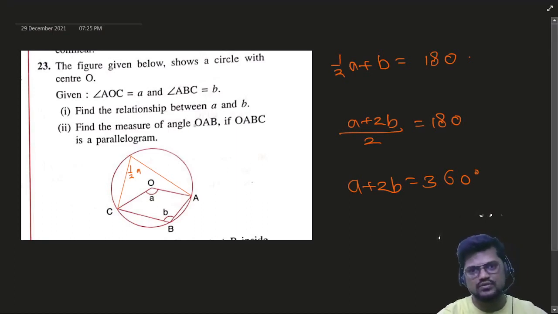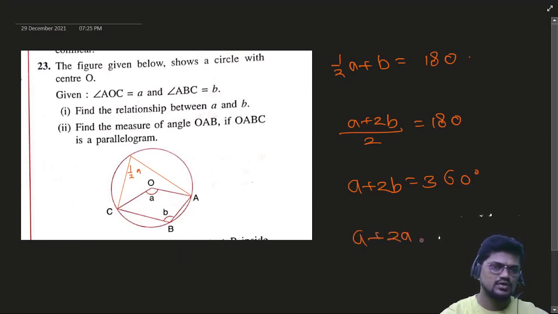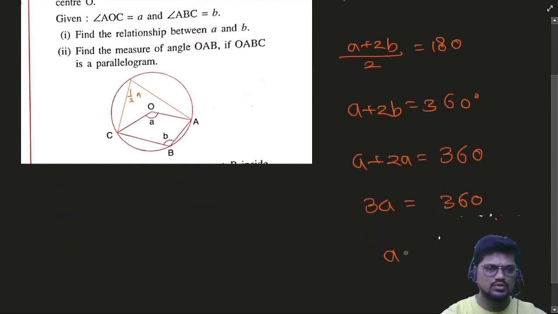Next, find the measure of angle OAB if OABC is a parallelogram. So if OABC is a parallelogram, then A will be equal to B. Yes or no? So A plus 2A will be equal to 360. So 3A will be equal to 360. And then A will be equal to 120.